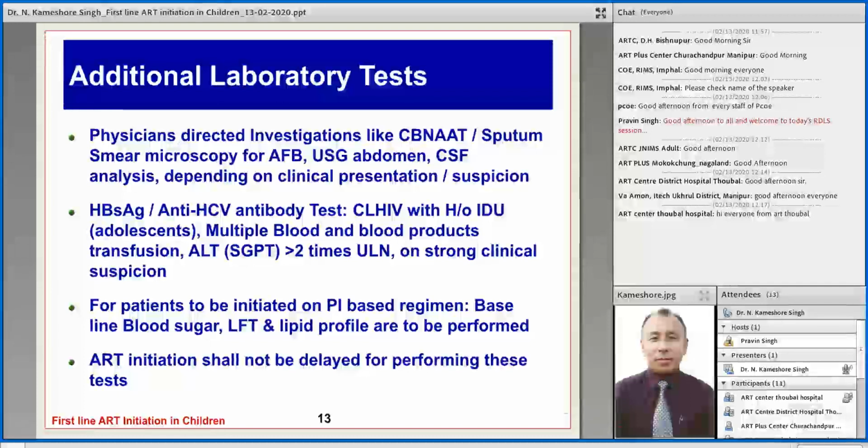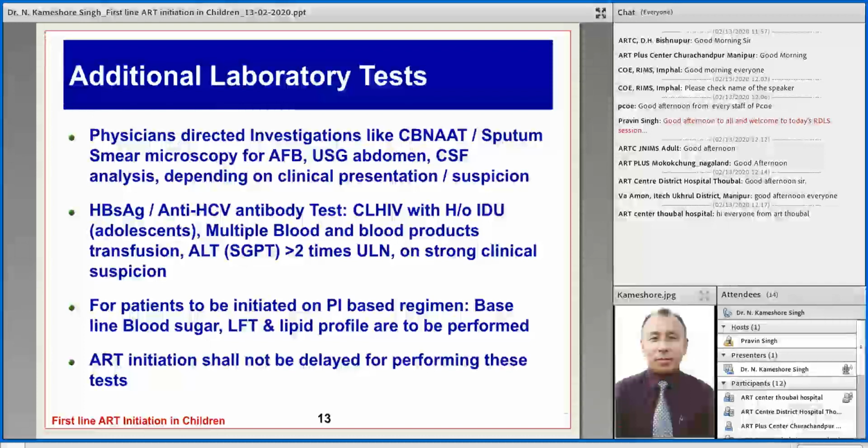Hepatitis B surface antigen and anti-hepatitis C antibody tests should be done in children living with HIV if there is a history of intravenous drug use, multiple blood and blood product transfusions, and strong clinical suspicion, or when ALT is more than 2 to 3 times the upper limit of normal. For patients to be initiated on a protease inhibitor based regimen, baseline blood sugar, liver function tests, and lipid profiles are to be performed. But we should remember at the same time that ART initiation shall not be delayed for performing these special tests.